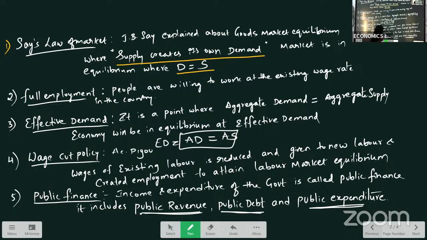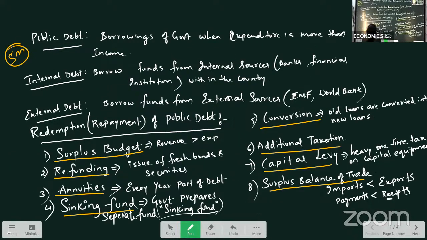That is, now see what all questions we have done today. Debt, public revenue and public expenditure. Public revenue is the income received by the government. Public expenditure is expenditure done by the government on various economic activities. Debt, when expenditure is more than income, then they borrow funds. These borrowed funds are called as public debt.